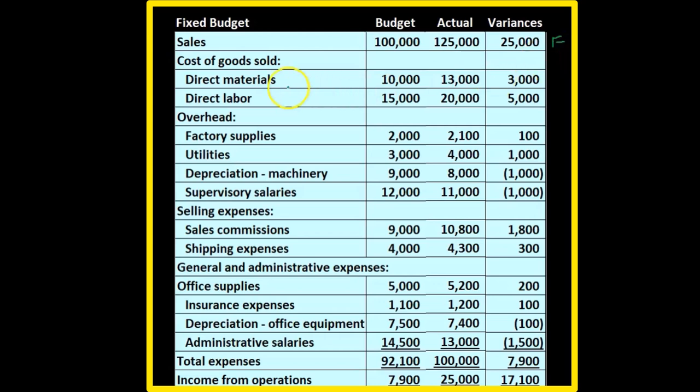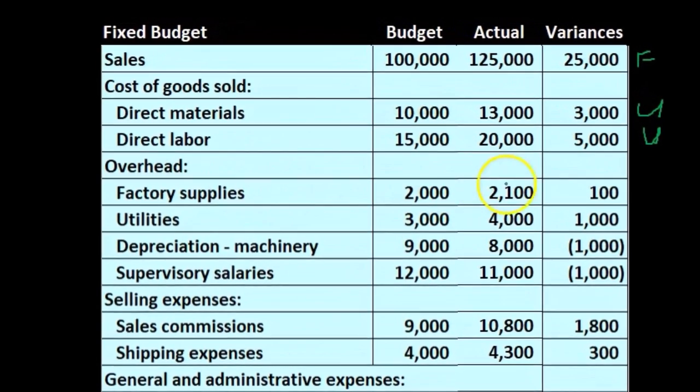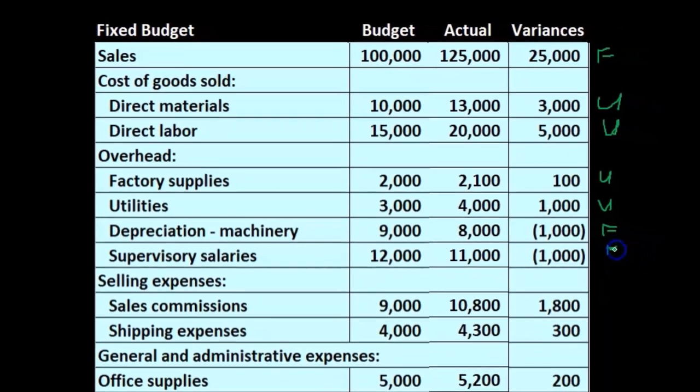And then we could say, okay, the cost of goods sold, direct materials, direct labor, these are expenses. Here's the actual number. Here's the budgeted number. The actual number is higher. So we would say that's bad or unfavorable. And that's bad or unfavorable because again, the actual is higher than the budget. And these are expenses. And then we could say, okay, overhead, the actual is higher again. So that's unfavorable or bad. This depreciation was lower. So these two are good. So I'm going to say favorable on those.